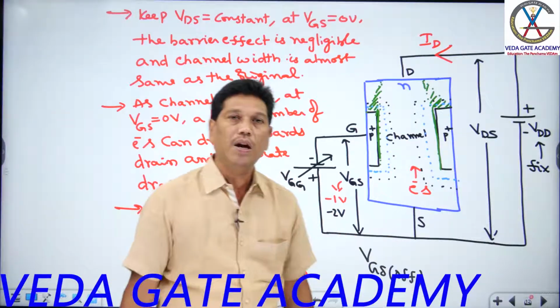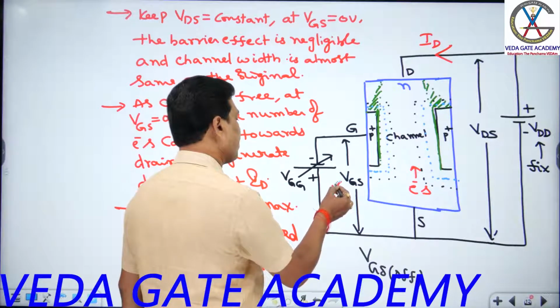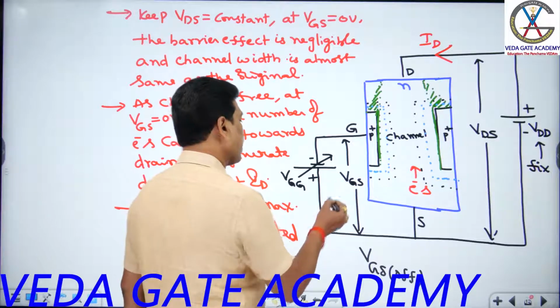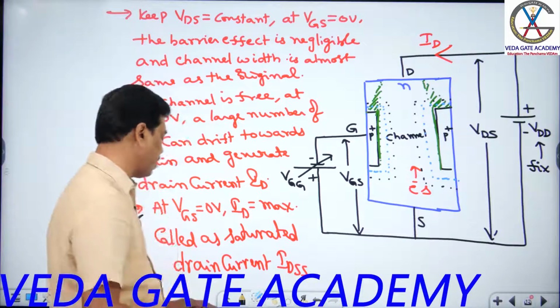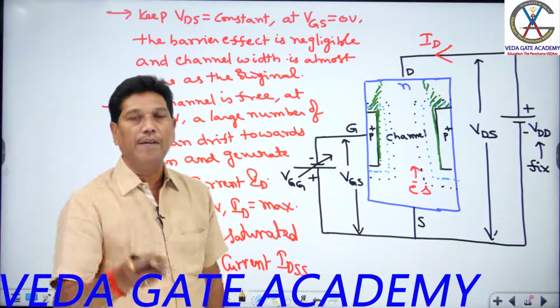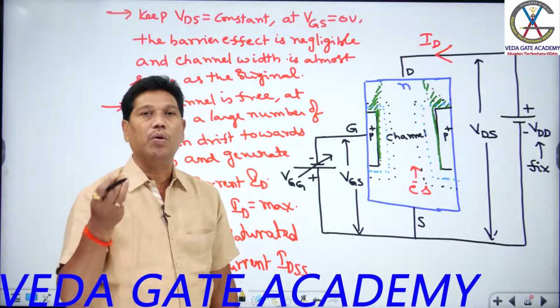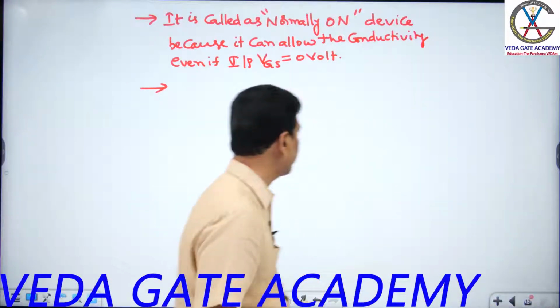Act as what, sir? Off switch. Understand the students? So this is the condition. So you confirm now the output conductivity can be controlled by changing the gate voltage. By that, FET can be commonly called a voltage control device.